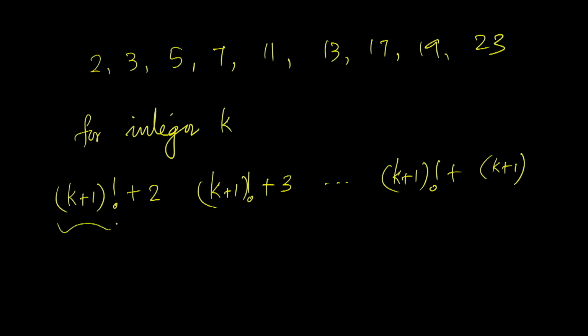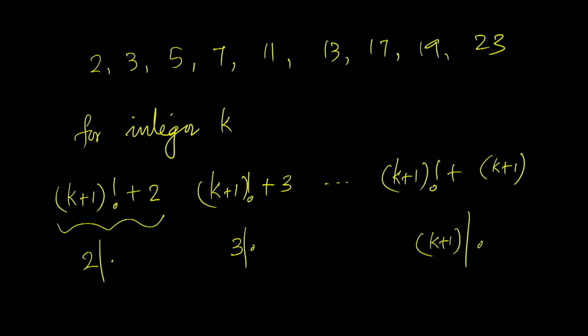That is because if you consider this number (k+1)! + 2, in this number 2 divides (k+1)! and 2 divides 2. Therefore, 2 divides this number. When you come to the second in the sequence, 3 divides (k+1)! and 3 divides 3. Therefore, 3 divides the sum as well. So, this number is divided by 3. When you come to the last of the sequence, k+1 divides (k+1)! and k+1 as well. Therefore, k+1 divides this sum.